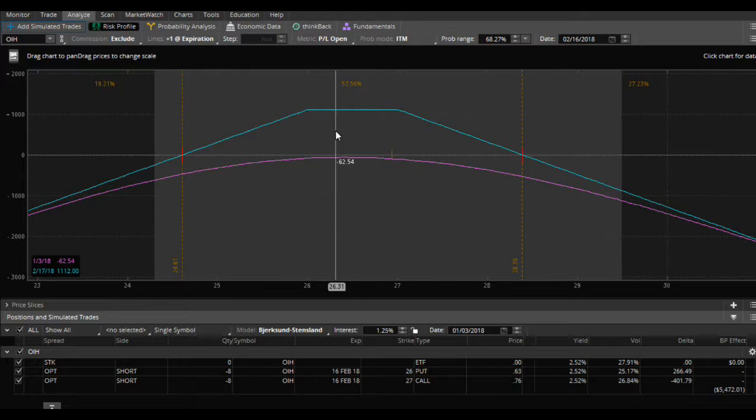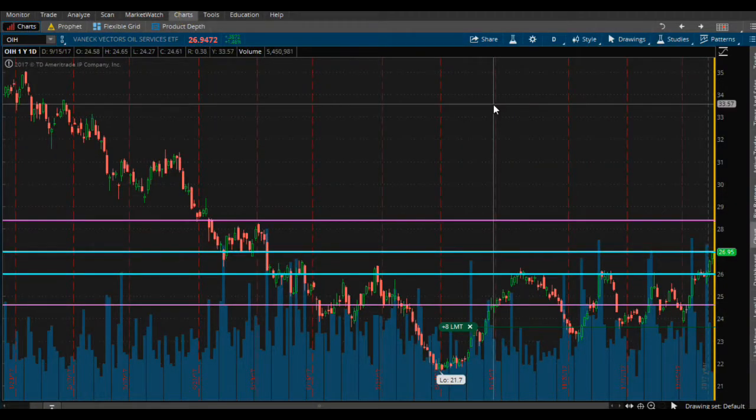We do currently have a probability of profit of 53.53%. We also have really nice break evens. We are 24.61 all the way to 28.39. So let's take a look at the chart and see what that looks like.